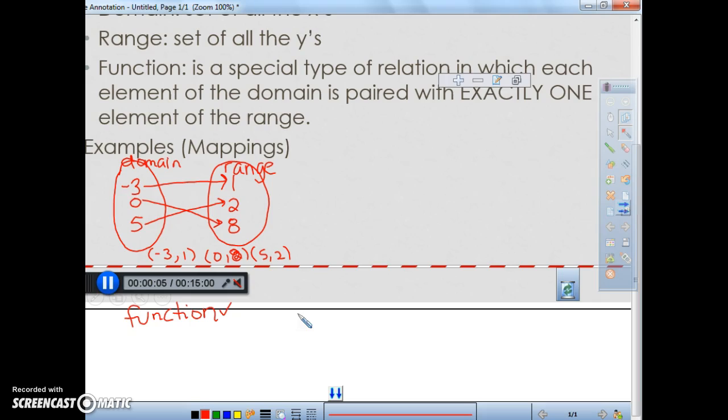And if you also look at this one, not only is this one a function, but it's a special function. Every single y value, y number, is only paired up to one x value. So not only is it a function, but this is also a one-to-one function.